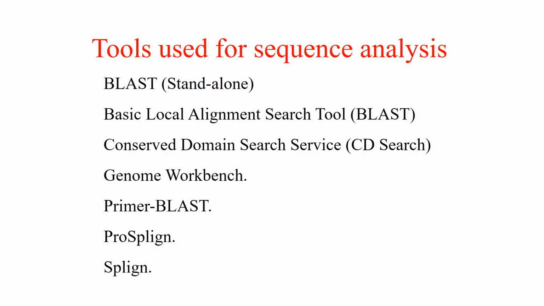Another important set of search programs are the Conserved Domain Search Service (CD Search), Genome Workbench, Primer BLAST, ProSplign and Splign. ProSplign is for protein, and Splign is used for nucleotide search. Here in the NCBI database, we can see four different types of BLAST program. One is nucleotide BLAST, another is protein BLAST, and translated nucleotide BLAST. This is another special kind of BLAST program, Primer BLAST. A primer is a short nucleotide sequence, so when we need to compare or search for a similar primer, we can use the BLAST program.